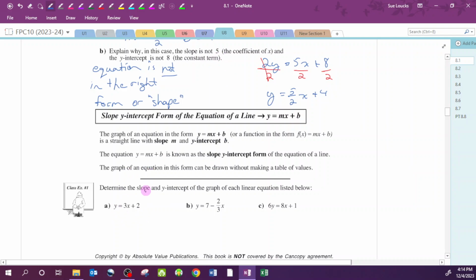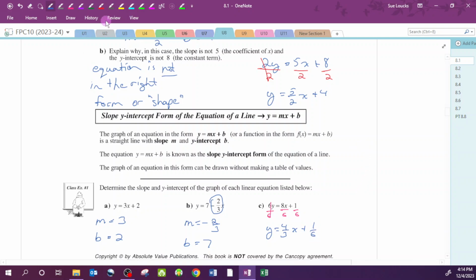So let's work through that. For this one, our slope is 3 and our y-intercept is 2. For this one, our slope, remember it's always the coefficient of the x, so it's going to be minus 2 over 3, and our y-intercept is the constant, so that's 7. This one here, I can't pull it out of here directly. I have to divide everything by 6. So divide that by 6, divide that by 6. Those cancel out. And I have y equals 8 over 6 reduces to 4 over 3 times x plus 1 over 6.